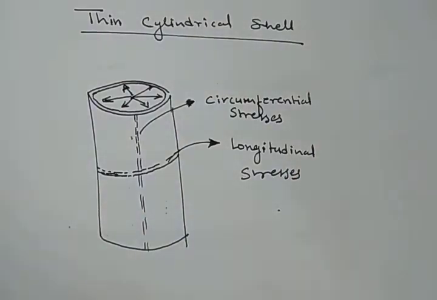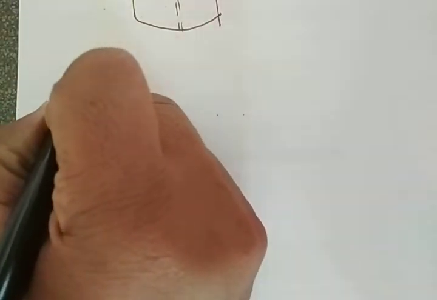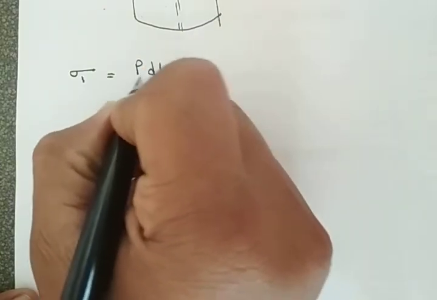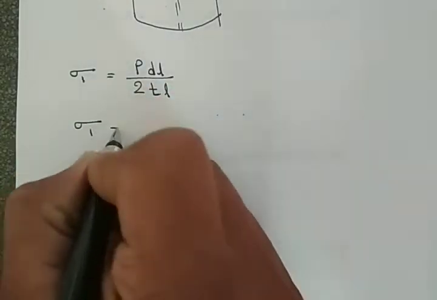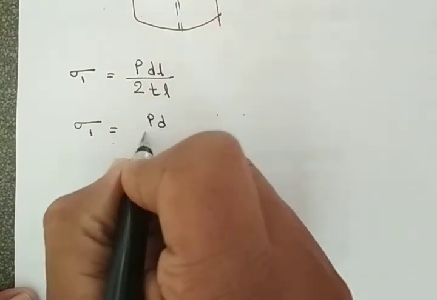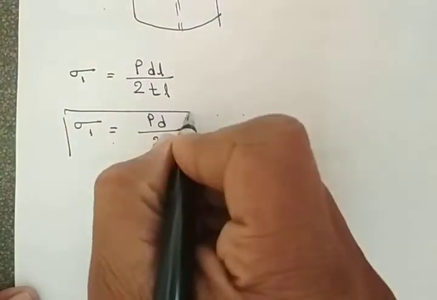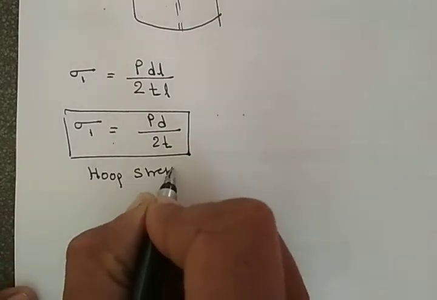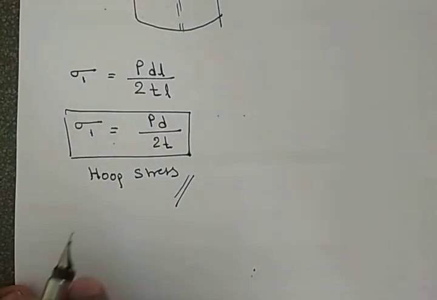To find circumferential stress, that is sigma 1, I can say PdL by 2TL. The L will get cancelled and this becomes PD by 2T. And this type of stress is also called hoop stress. This is one of the important formulas used to find the stresses induced in a cylinder.